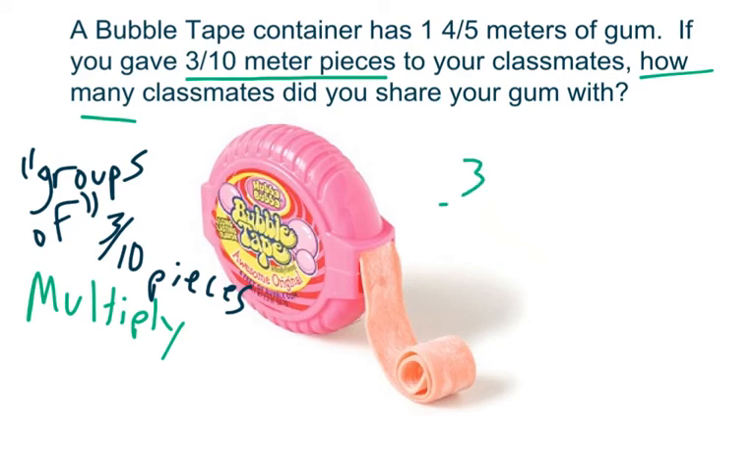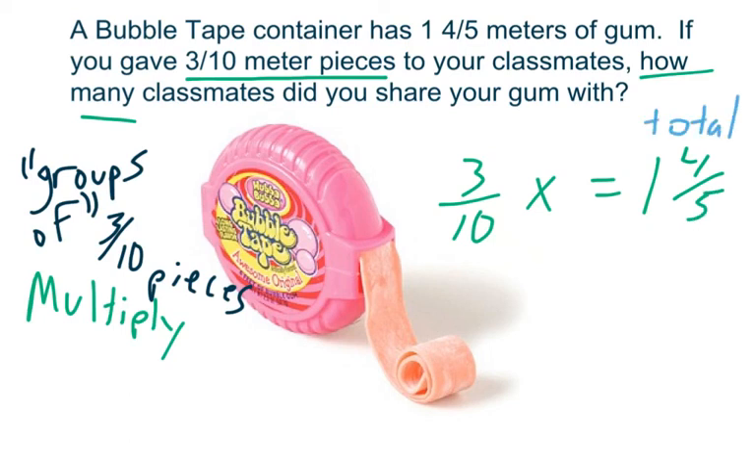So it would be 3/10 times something gives us a total of 1 4/5. So this was our total amount. So that's why it's on the other side of the equal sign. So how many groups of 3/10 make up 1 4/5? Well, I'm going to multiply by the reciprocal. So times 10/3. Whoops, I see a mistake here. I didn't make this into an improper fraction. So 5 times 1 plus 4 is 9/5. Now I can multiply that by the 10/3.